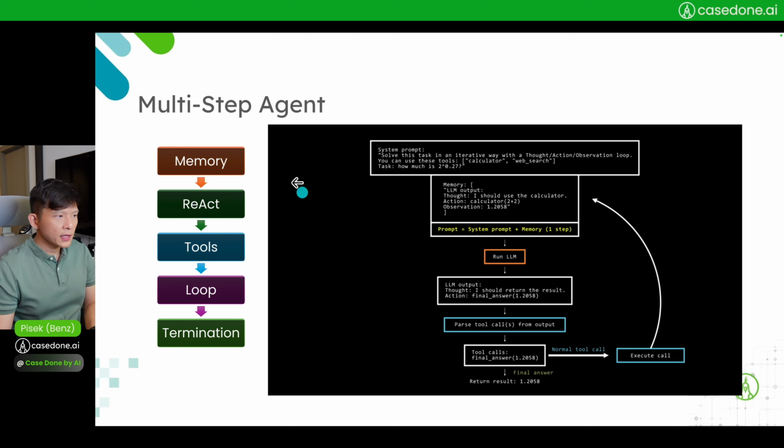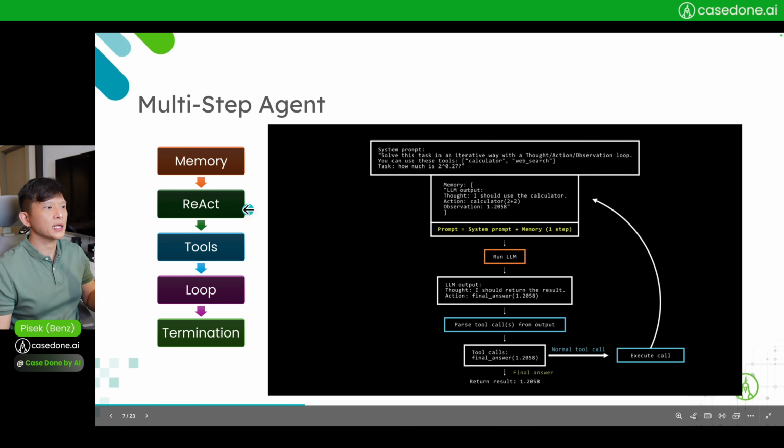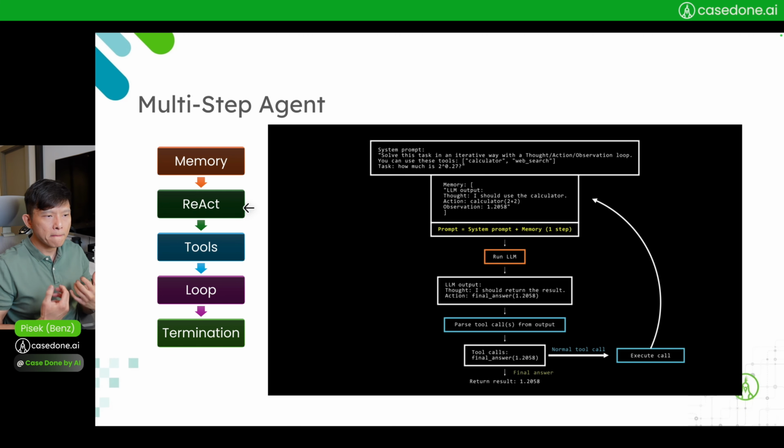So in this slide, on the left-hand side, you will see the components that make up a multi-step agent system. The agent needs to have memory because it needs to know what the task is, what it has done in the past, what actions worked, and what actions did not work, right? The agent is going to use something called ReAct. ReAct is a prompting framework, forcing the LLM to think. The Re part stands for reasoning.